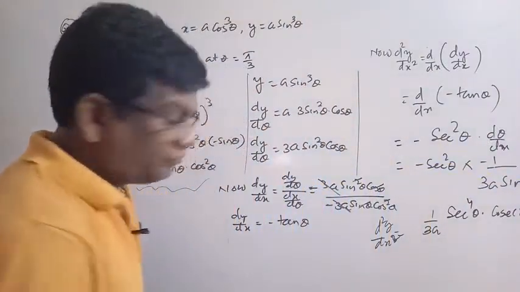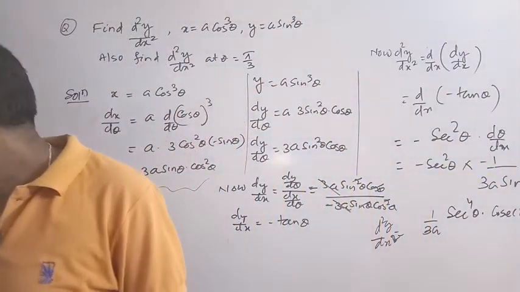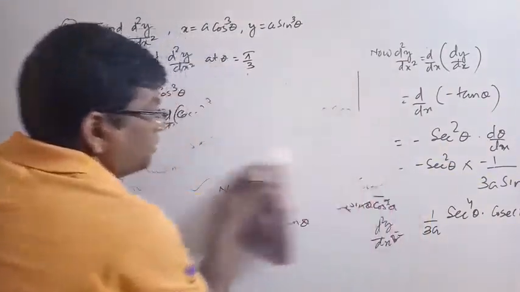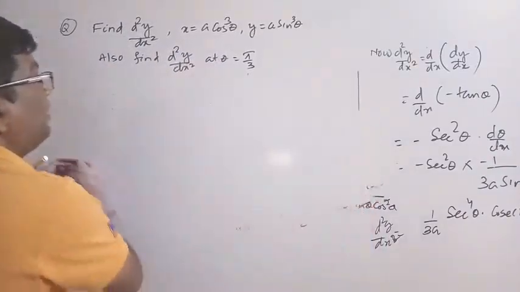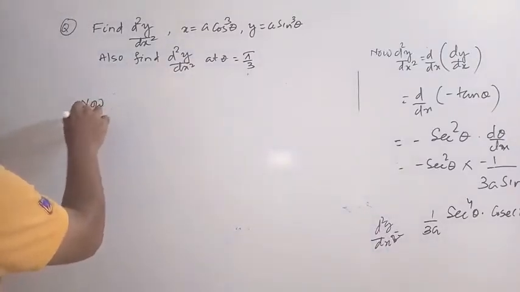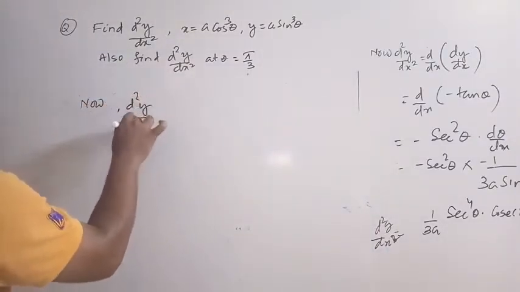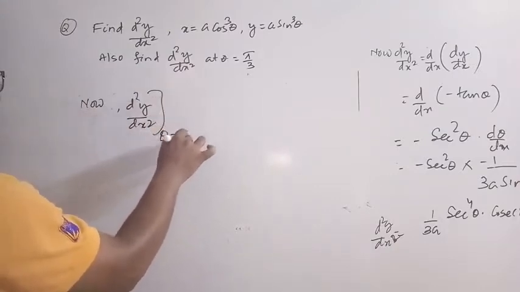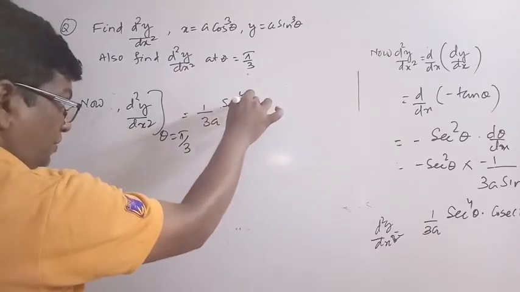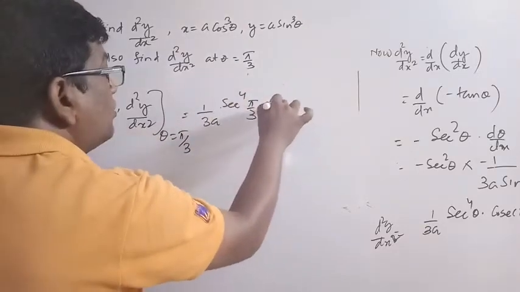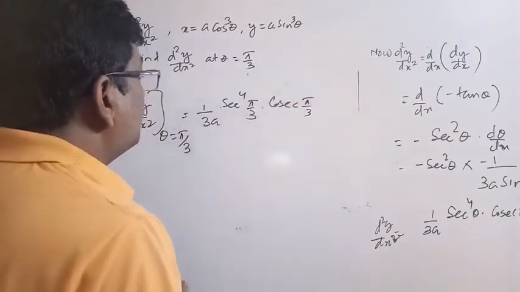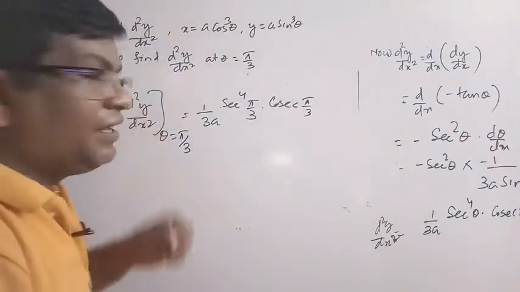And now, what is d square y by dx square at theta is equal to pi by 3? So 1 by 3 into sec 4th pi by 3 into cosec pi by 3. Sec pi by 3 means 2.